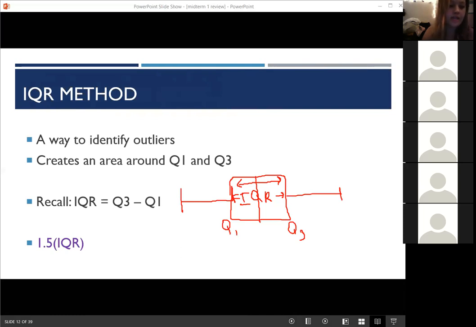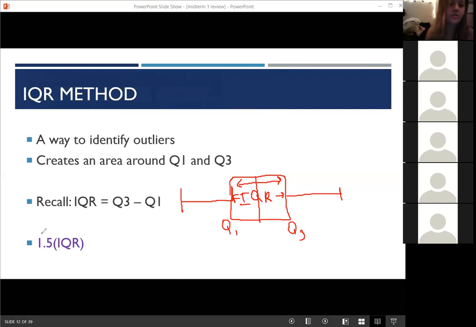It's basically more objective than just looking at the data and being like, yeah, that looks kind of far away, that must be an outlier. This is basically allowing us to say, okay, we definitely understand that this is an outlier because the IQR method shows us that it's surpassing this area around Q1 and Q3, and if it does pass that area, we can consider it an outlier in that case. So that's the IQR method.